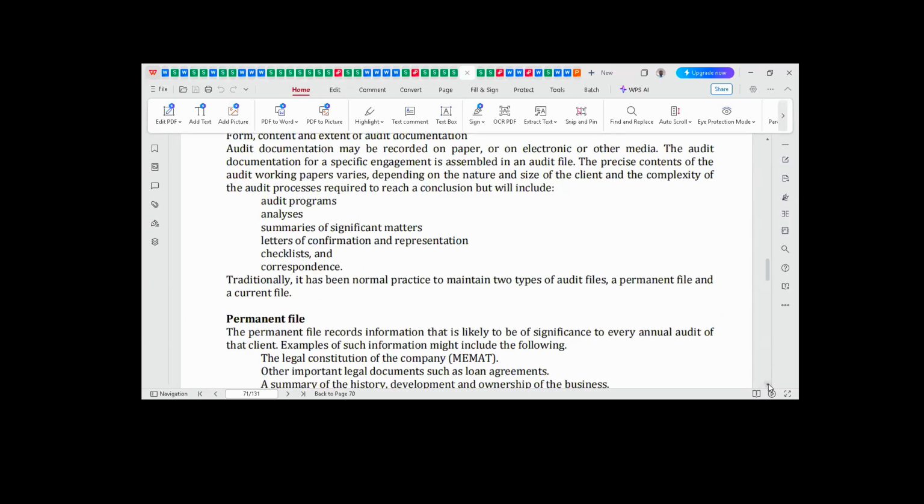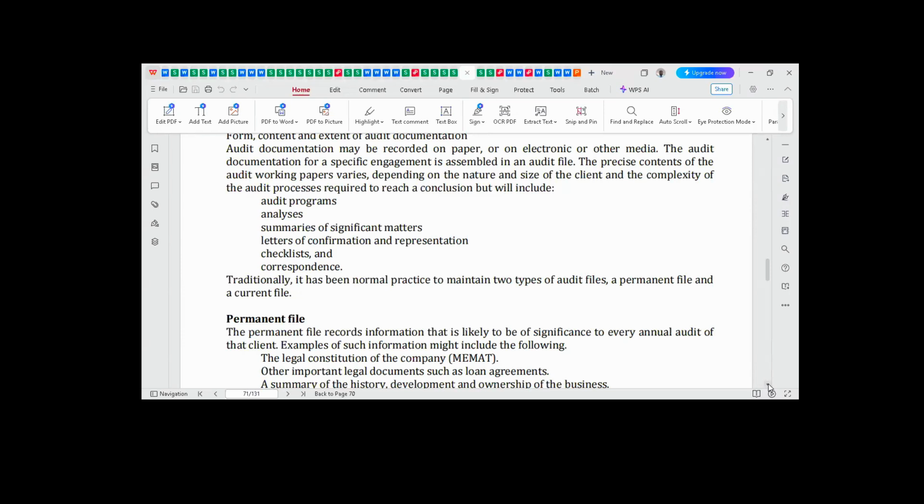We are good to go. Let's proceed. We are still on audit documentation. I need to also explain that there are two types of audit documentation: the permanent audit file, which you can call the permanent file, and the current audit file. These are the two types of files you have in audit documentation. Please do not interchange them. Please ensure you understand it.